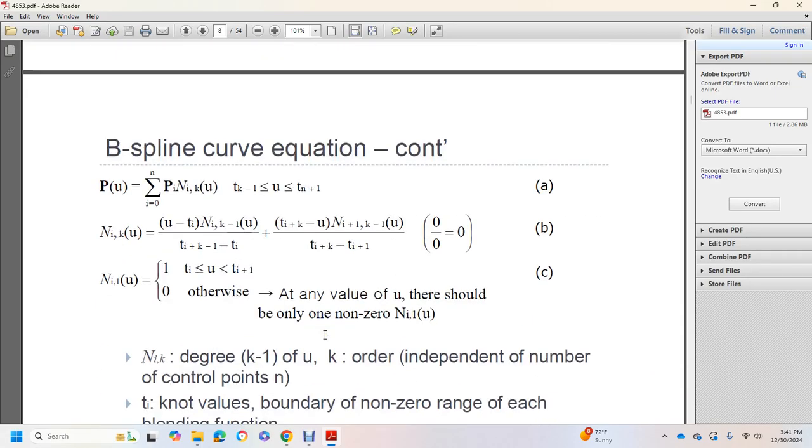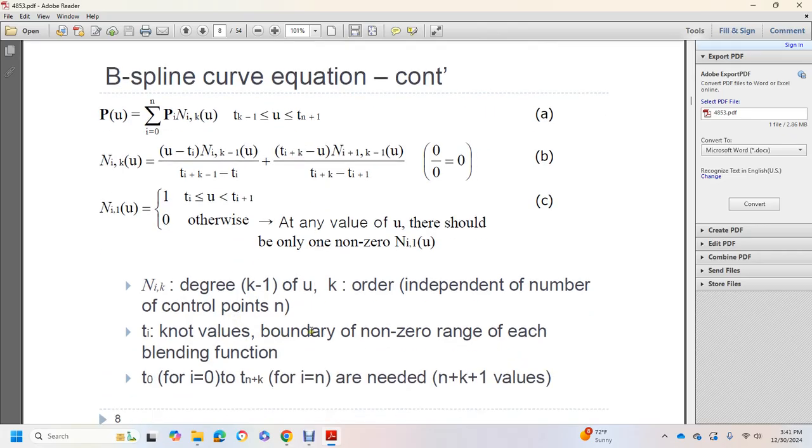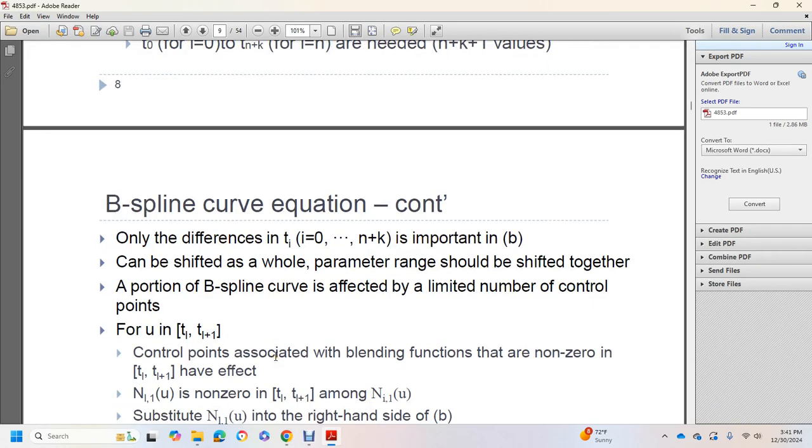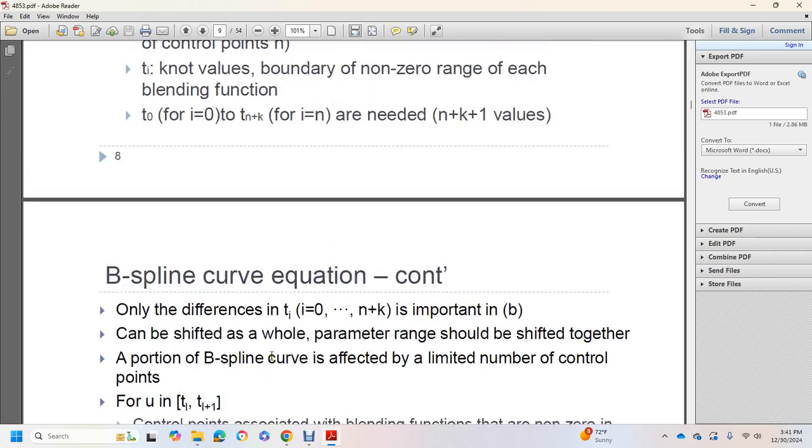The B-spline equation: the degree k, the independent number of control points, and the knot values bound the non-zero range of the blending functions for the total number of knots. Only the difference in knots is important, as the knots can be shifted. The whole parameter range should be shifted together.